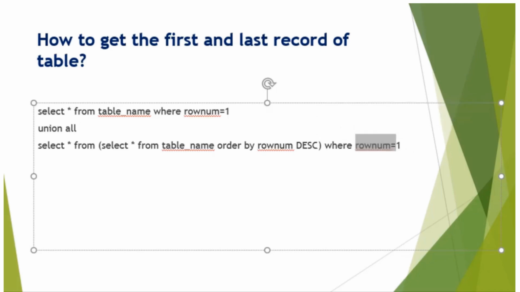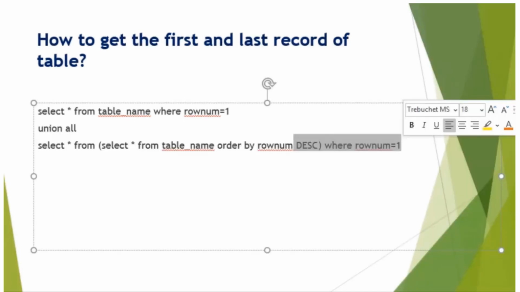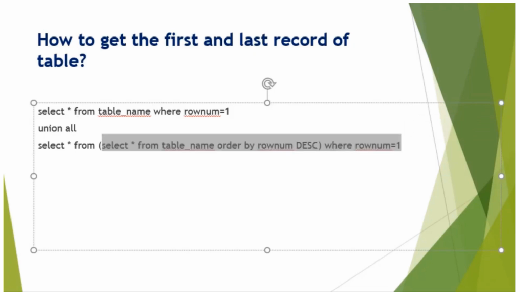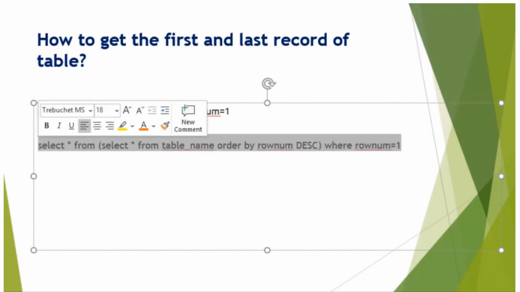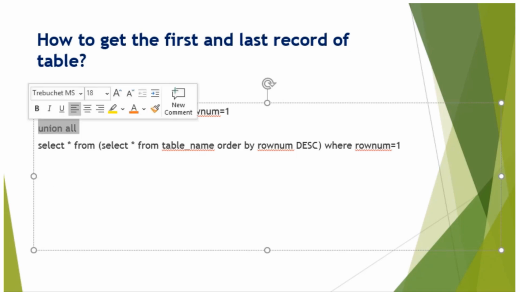So we'll get the last record here if you perform both the subquery and the main query. If you query both select statements, main and subquery, then we'll get the last record of a table. Now I need both records, the first and the last record, to be displayed. So I am performing the UNION ALL operator.